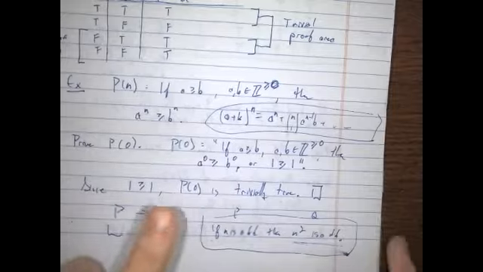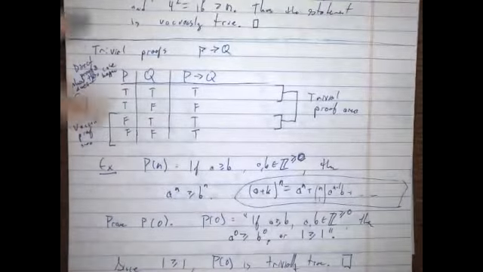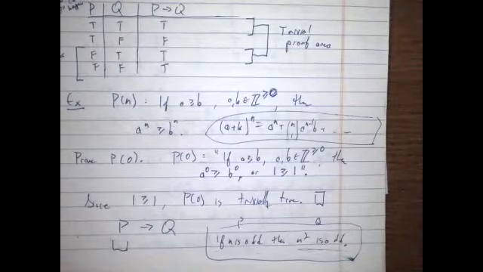Does this make clear the difference between when we use trivial or vacuous proofs and when we use a direct proof?